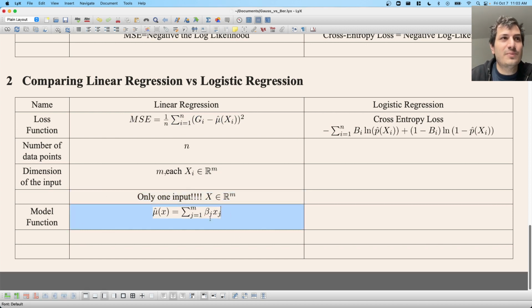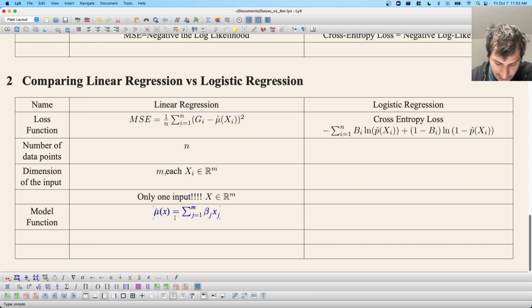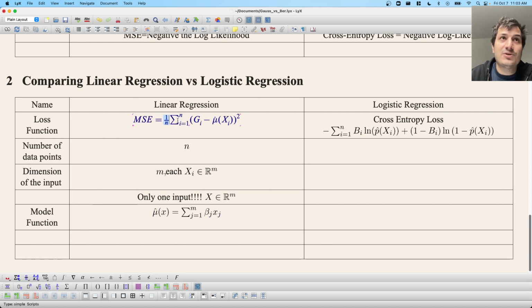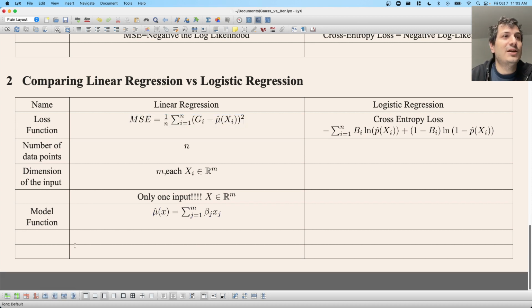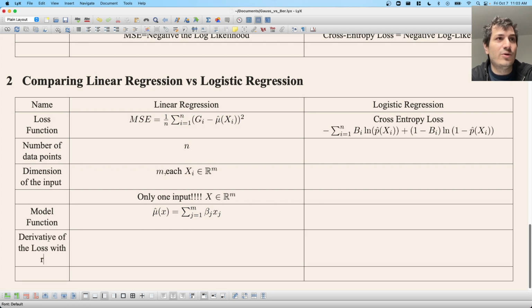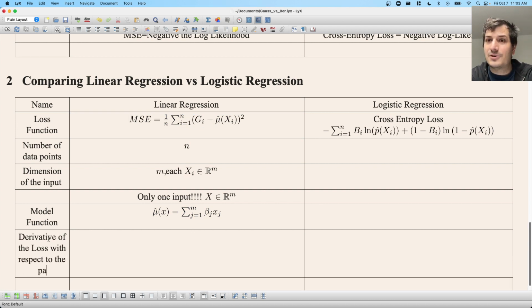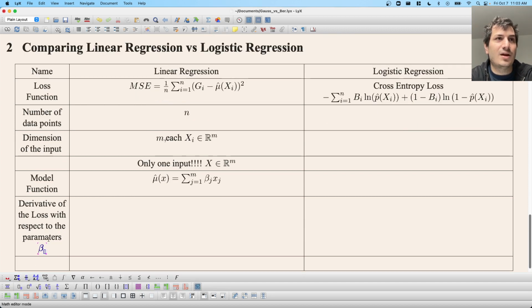So here's our model function mu. And I'm going to derive the kernel of the update formula for linear regression. You're going to see it's all very linear algebra, all very nice. So we have this mu hat, and we have the loss function, which I said is the mean squared loss. And what I'm going to do is take the derivative of the loss with respect to the parameters beta j.